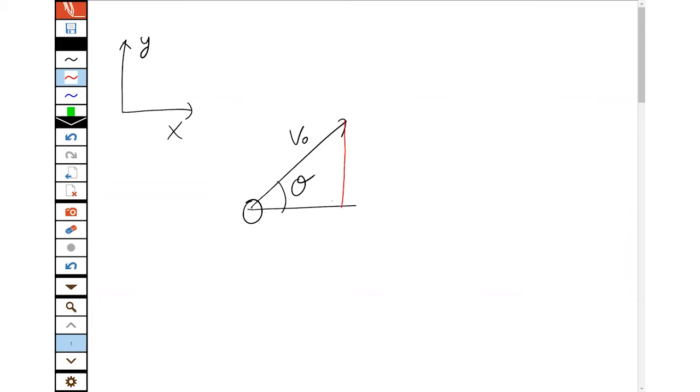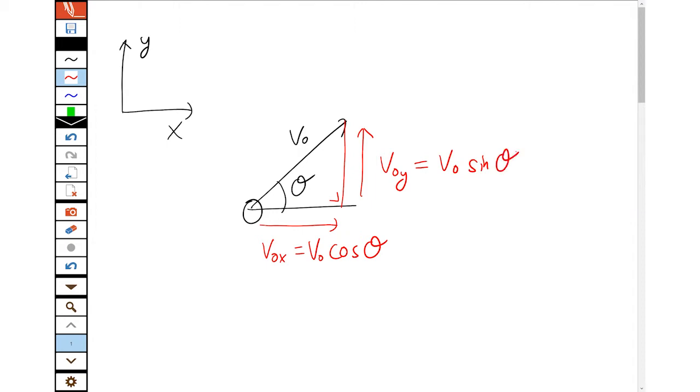We just have our right triangle. The horizontal component is the velocity times the cosine of the angle. And the vertical component, the launch vertical component, is the launch velocity times the sine of the angle. And those are the values that we use for our equations of motion.